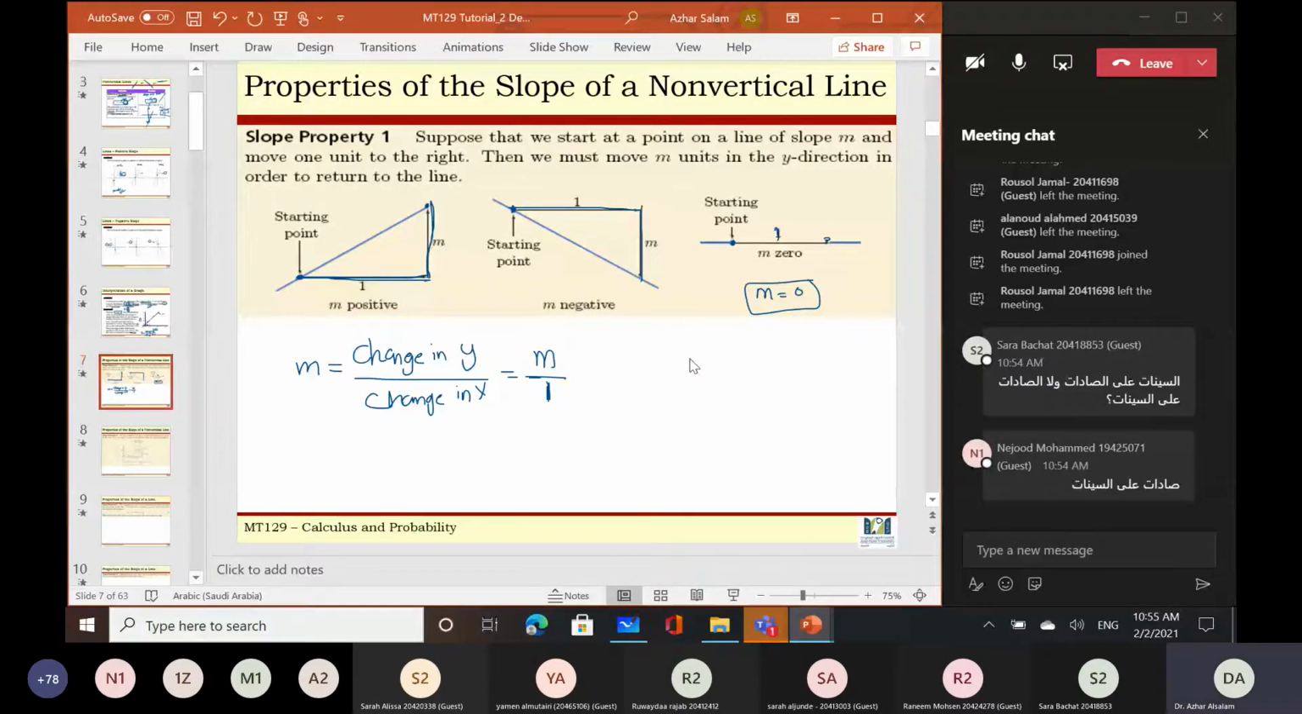اوكي، ضروري انه يكون الصادات Y change in Y in the numerator في البسط، والإكسات اللي هي الفرق السينات تكون في المقام. فرق الصادات على فرق السينات تساوي الميل، هذه قاعدة ثابتة.